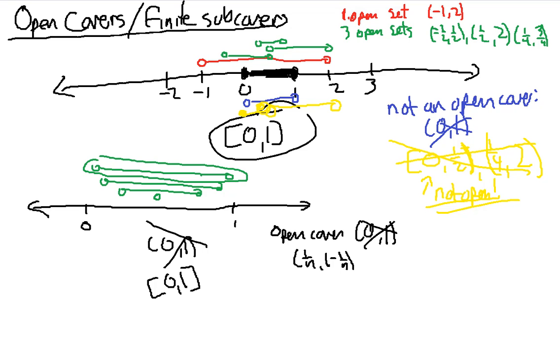So instead what I can do is I can choose open covers. I can also pick, say, (-1/4, 1/4), and how about 3/4? We gotta stop this. Sorry.